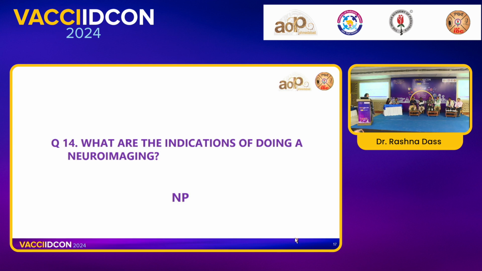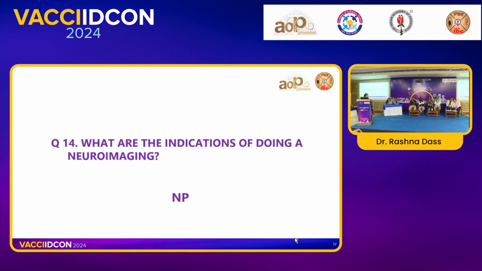And there are signs of raised ICP. So whenever you are seeing the child is having bradycardia, hypertension, a decerebrate or decorticate posturing, or any signs which are pointing towards a raised intracranial pressure, first a neuroimaging should be done before doing a CSF.